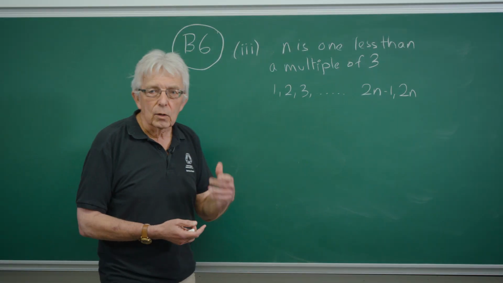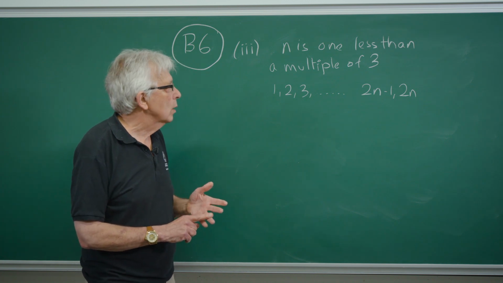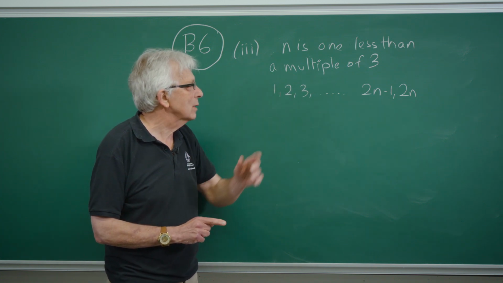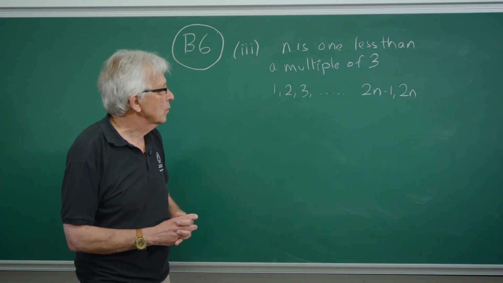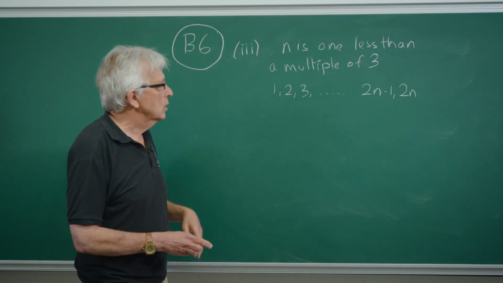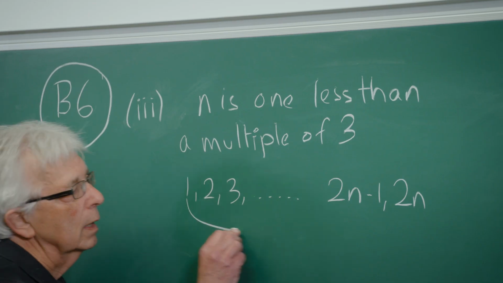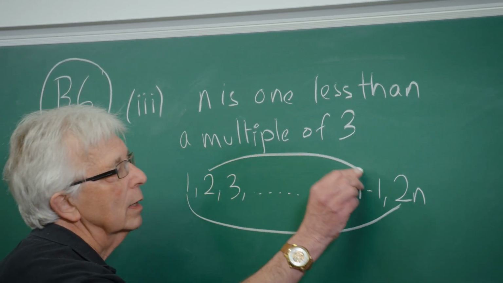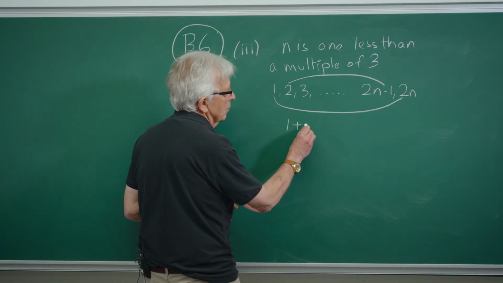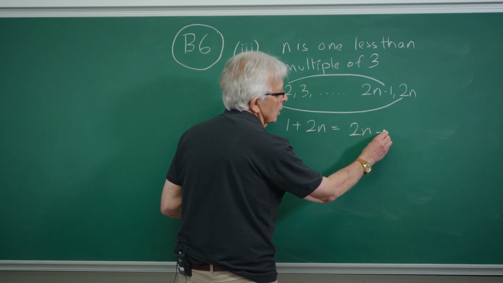We've now looked at cases 1 and 2, which are multiples of 3 and 1 more than a multiple of 3, and now we complete the set by looking at 1 less than a multiple of 3. And if we write out the sequence here, we're then going to look at the pairings as we did in the previous sections, which are like that, and like that, and so on. And in each case, we end up with 2n plus 1.